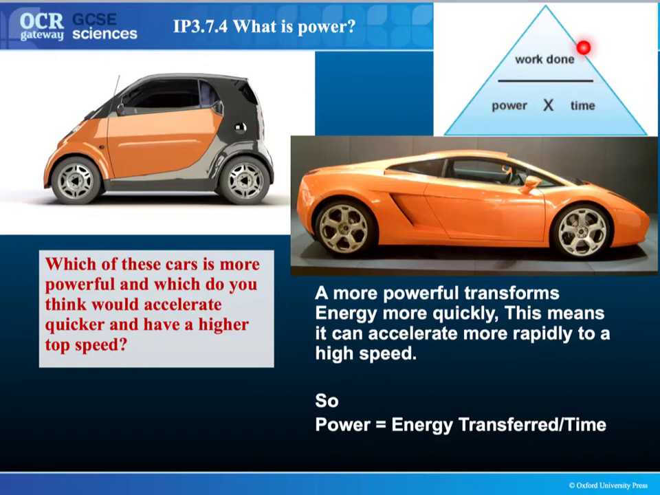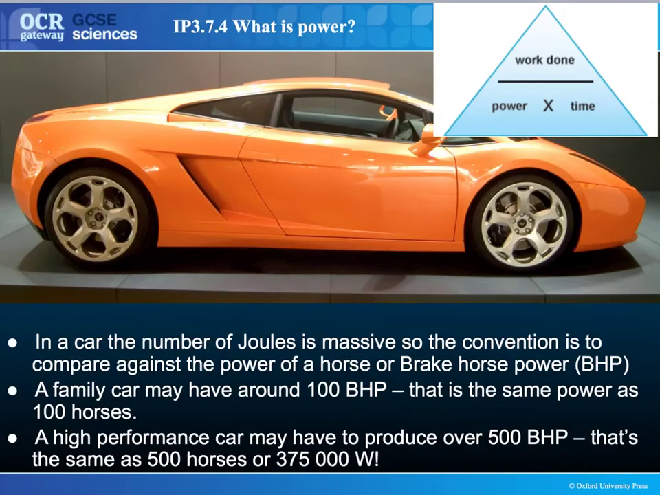If you remember, the reason that work was measured in joules is because the amount of work that you do is equal to the amount of energy that you transfer. So these guys here that transfer energy really quickly in a short amount of time are really powerful. Because they're so powerful, we use a convention called brake horsepower. The number of joules is massive, so we can't talk about the number of joules, we have to talk in terms of horsepower. A family car which has a brake horsepower of 100 would be transferring the same amount of energy that 100 horses could transfer in the same amount of time.